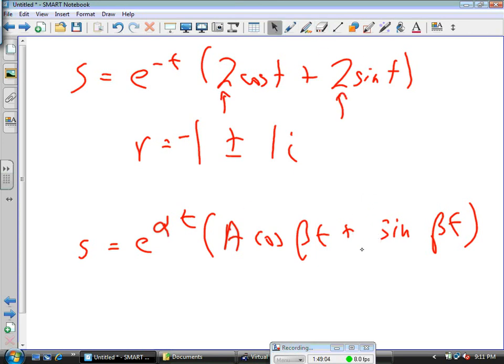They don't have to be equal. They could be 2 different numbers, a and b, right? But do you see what I'm saying? This is alpha plus or minus beta i. I'm writing a complex number in a plus bi form. Alpha is negative 1. That's the negative 1 in front of the t.